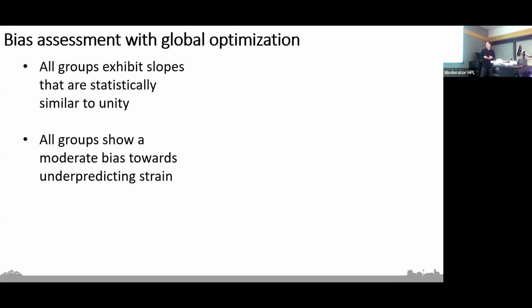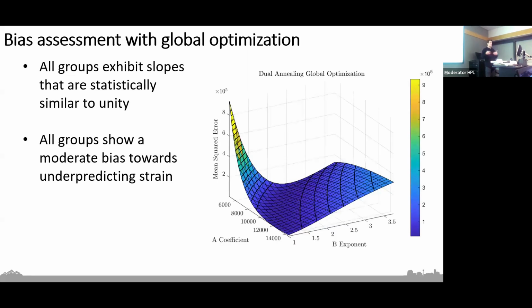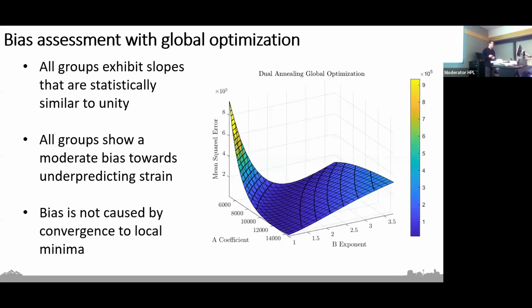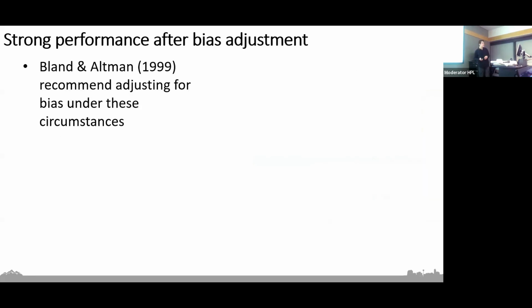So we went back afterwards, we ran a global optimization process, we used the dual annealing approach, and we're able to confirm that the function we optimized on is in fact convex. And so we can confirm that we didn't converge to a local minimum, and it's highly unlikely that the bias would be caused by that.